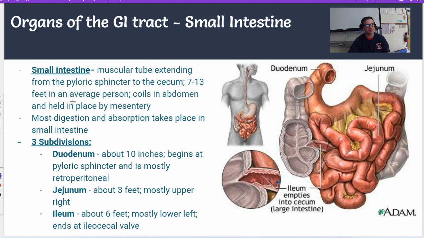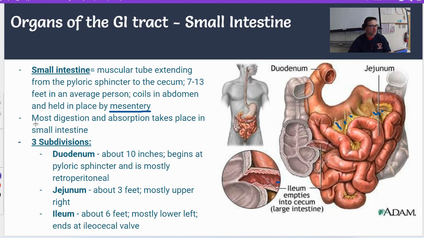It's about 7 to 13 feet in an average person. It's all coiled around in your abdominal cavity. Remember, it's held in place by the mesentery, part of the peritoneum that holds the small intestine in place. Remember, the mesocolon holds the large intestine in place. Remember, the greater omentum is the fatty apron that would drape over your small intestine. And also remember, the lesser omentum is what connects the stomach and the liver.